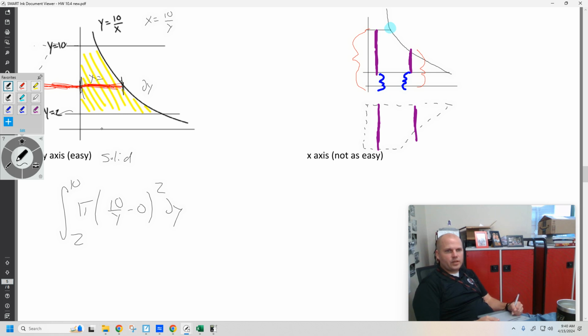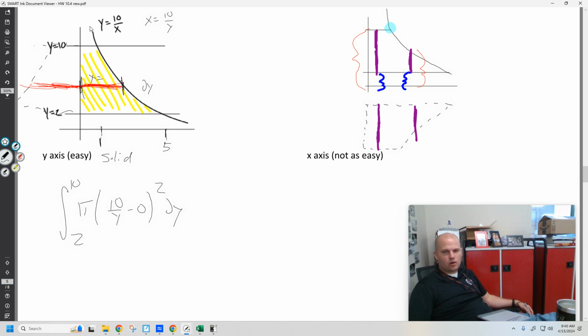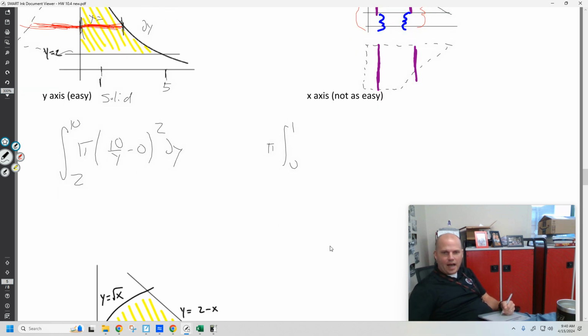Where do we intersect? We intersect at x equals 1. We go to x equals 5. How do I know that? I just figured it out. Just plug in 10, solve for x. Plug in 2 for y, solve for x. Ready? We got 0 to 1, first set of washers. We got 1 to 5, second set of washers.